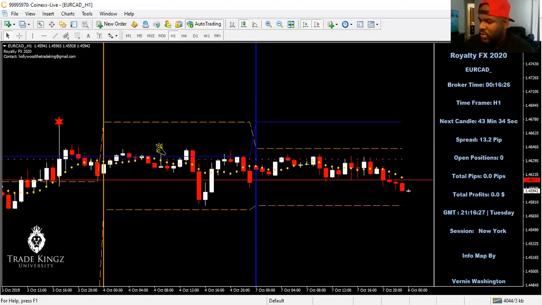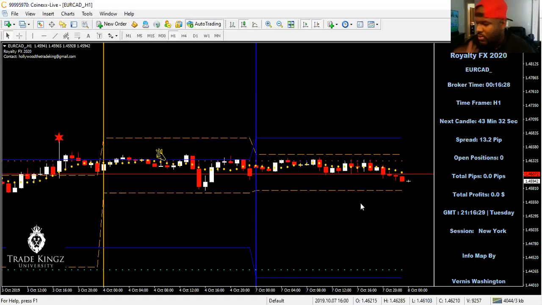These blue lines here represent the previous week open and close, okay? The previous week open and close are the blue lines. Your open is at the top and your close is at the bottom. Okay, the orange lines represent the previous day high and low. This is the high of the previous day. This is the low of the previous day.